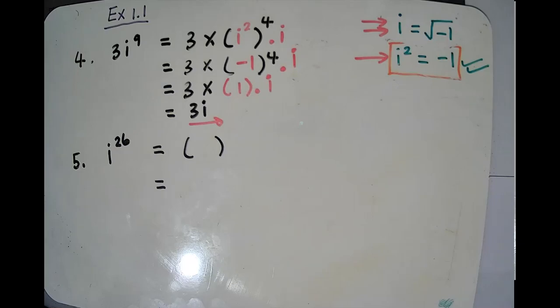In the next example, what should you substitute in that bracket? Think about it nicely. What would you place there? Correct, i squared. i squared to the power 13. 2 times 13 is 26. Where you see i squared, you will place minus 1. Minus 1 to the 13th power. That's an odd number. Therefore, you will get a negative. When minus 1 is raised to an even number, it's a positive answer. When it's raised to an odd number, it's a negative answer.